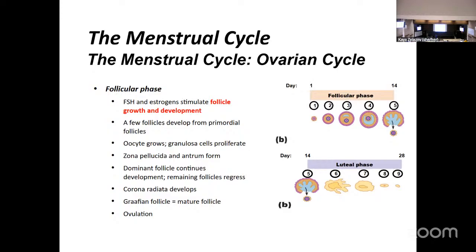We're going to have more processes continuing. That dominant follicle, after it suppresses the other follicles, still isn't done. It's going to continue to develop. It's going to produce a new zone called the corona radiata, and it's going to become a fully mature follicle called a Graafian follicle before we hit ovulation.